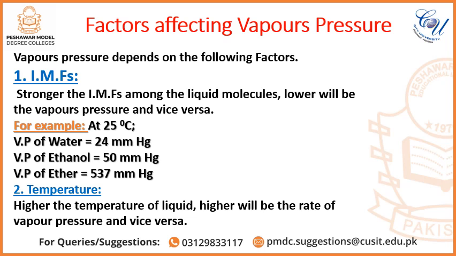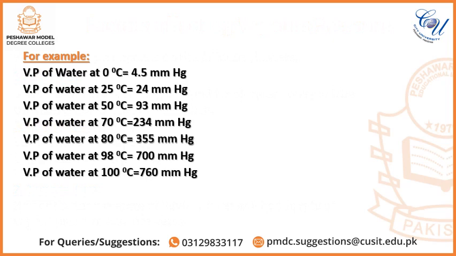Now, the second factor is temperature. Dear students, temperature has a direct relation with the vapor pressure because by increasing the temperature of a liquid, the rate of evaporation of the liquid increases. That's why we can say that temperature has a direct relation with the vapor pressure. For example, the higher the temperature of a liquid, the higher will be the vapor pressure, and vice versa. For example, the vapor pressure of water at 0 degree centigrade is 4.5 torr. The vapor pressure of water at 25 degree centigrade is 24 torr.